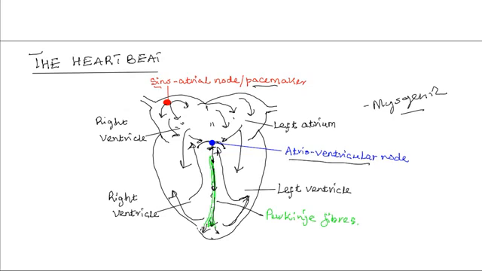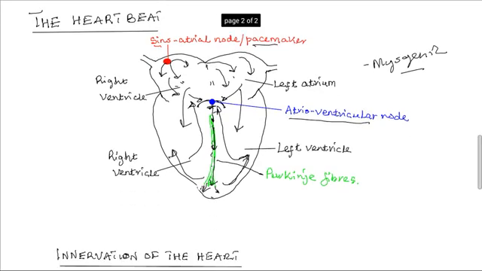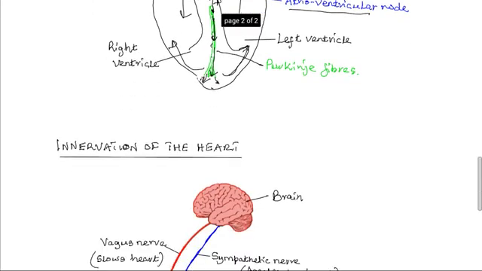As you are aware, under certain conditions, it's necessary to either speed up the rate of heartbeat or slow it down. This is brought about by nervous stimulation of the heart. So innervation of the heart simply refers to the stimulation of the heart by nerves. The heartbeat can still be regulated by the brain.